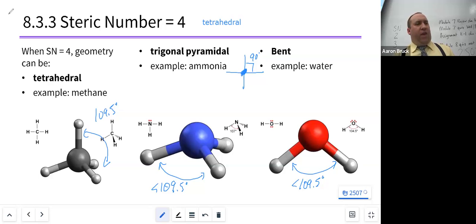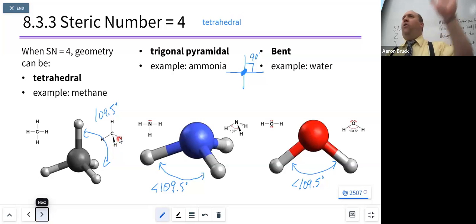Now, there's one other thing that we want to introduce here. Now that we have three-dimensionality, we need to talk about how to represent that three-dimensionality when we draw on two-dimensional paper. And the way that we do that, you can see it in these drawings here, is through the use of what are called dashes and wedges. So these wedges, these represent atoms, bonds that are coming out of the paper at whatever angle is being shown.